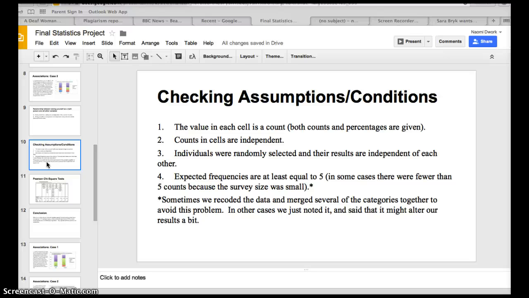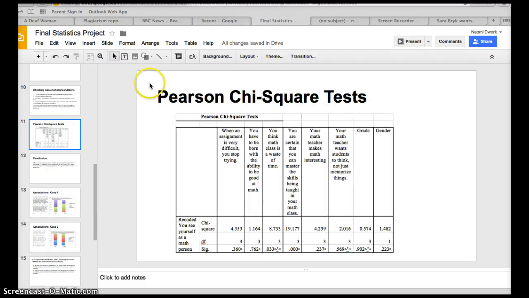So, we checked the same ones that we checked on our... Okay, so here's our chi-squared table for these variables. Once again, we actually ended up recoding this variable, "you see yourself as a math person," because two of the categories gave very small counts. So that's why it says recoded.